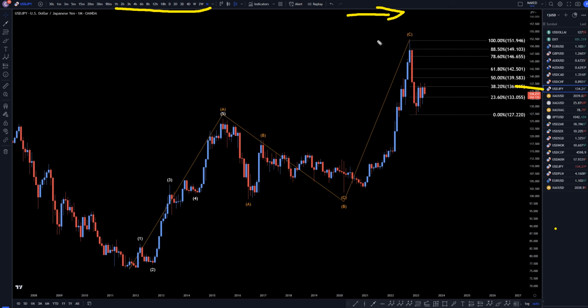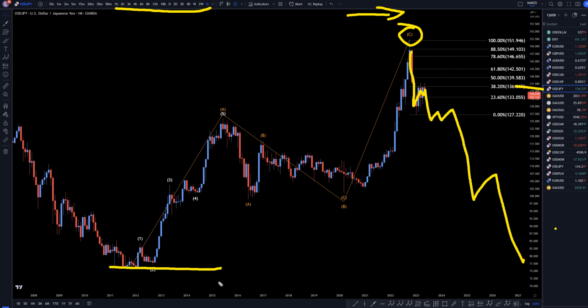So on the US dollar yen, I still believe this is the end of an ABC correction, and I do think that if this really is the end of an ABC correction, then this is going to end up continuing the downtrend, probably eventually taking out this low, because that's what happens when you have the end of an ABC correction, whether you're on the 1 month, the 1 minute, or anything in between.